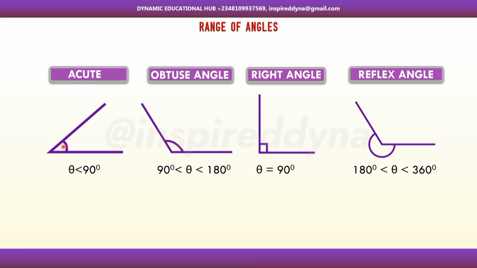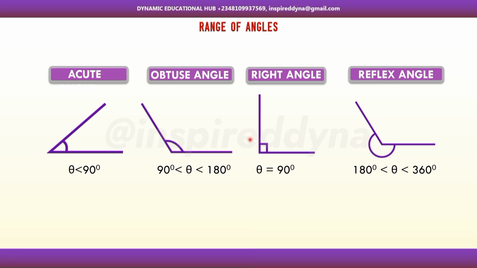You see that the angle that we are measuring here is inside, acute. The one that we are measuring in here is also inside, obtuse. The one we are measuring here is inside, right angle. But for reflex angle, you see that it's outside.